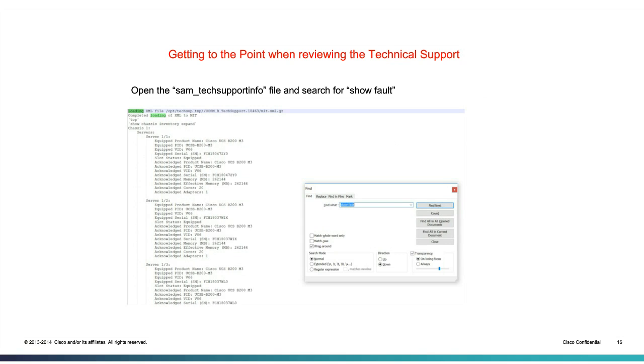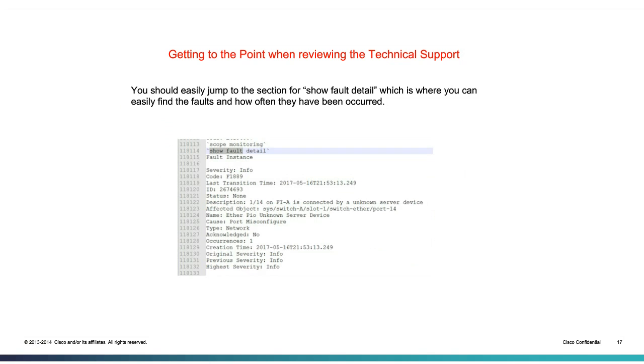When you open up that SAM tech support info, I use Notepad++. Others may use a variety of text editors. You can quickly do a Control F and search for Show Fault, which should bring you to a part of the show tech that says Show Fault Details. As you can see here, it will jump quickly to that section so you can identify what is happening, once again comparing it to the previous information that you know of inside the GUI's fault summary.